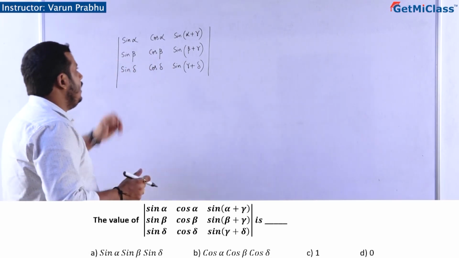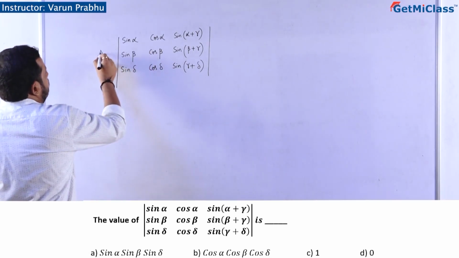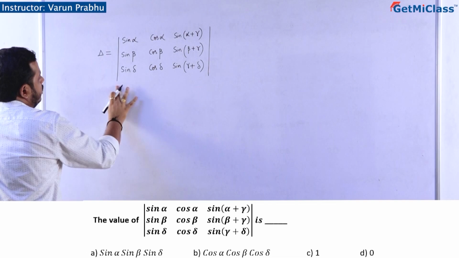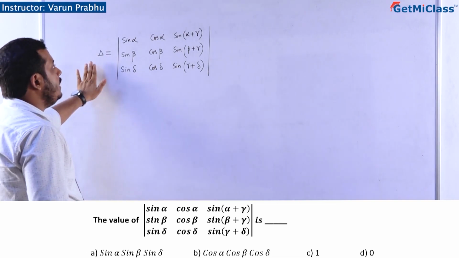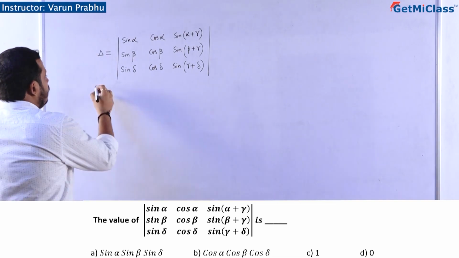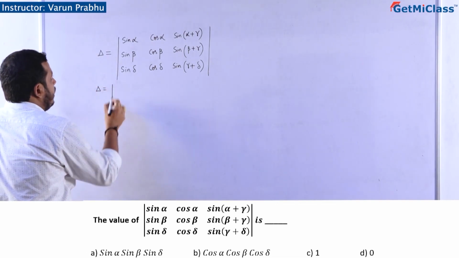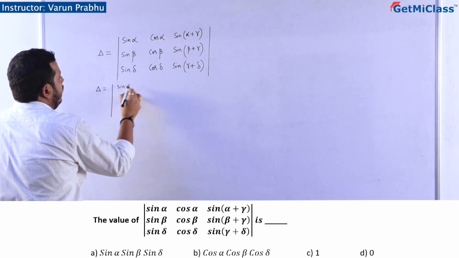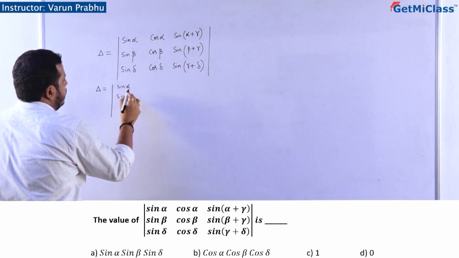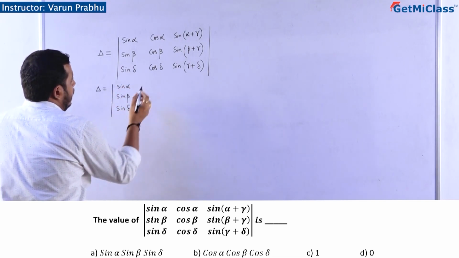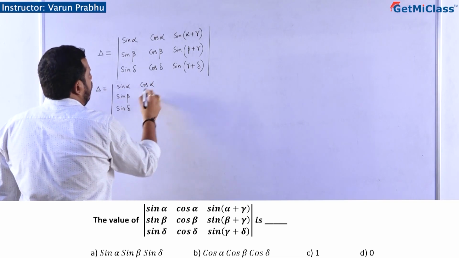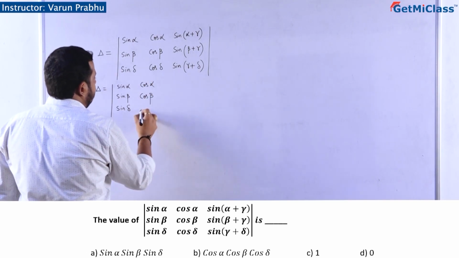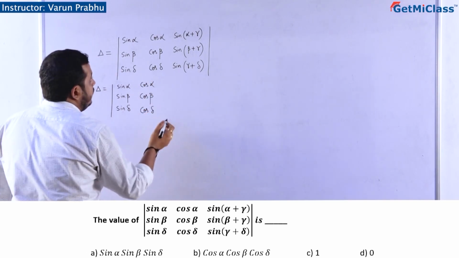This question is again an important question. The question asked is, what is the value of this determinant? Let's call this value of the determinant delta. Because all the entries are trigonometric terms here, I can write sine alpha, sine beta, sine delta, and similarly cos alpha, cos beta, cos delta.